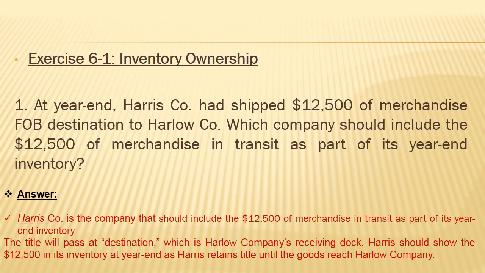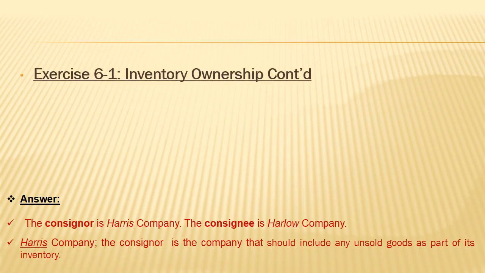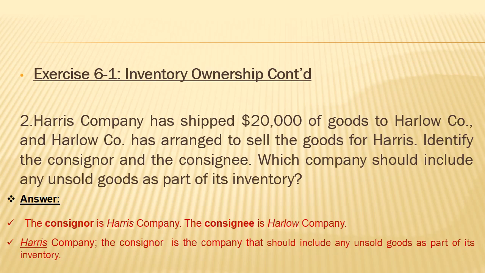Okay, let's move to exercise 2. Not exercise 2, the same exercise, exercise 1, but part number 2. Harris Company has shipped $20,000 of goods to Harlow Corporation, and Harlow Corporation has arranged to sell the goods for Harris. What does this mean? That Harris gave some goods to Harlow Corporation, who is to sell these goods for Harris. Identify the consignor and the consignee.